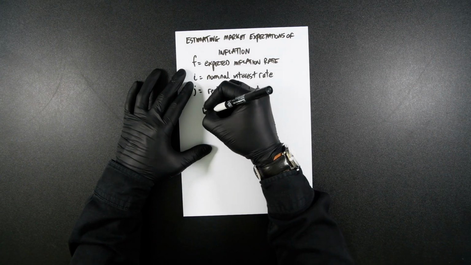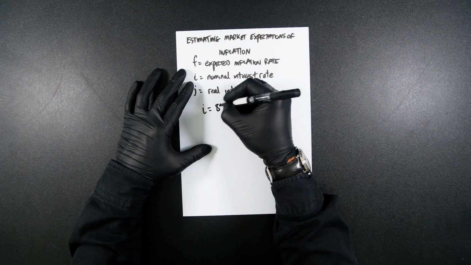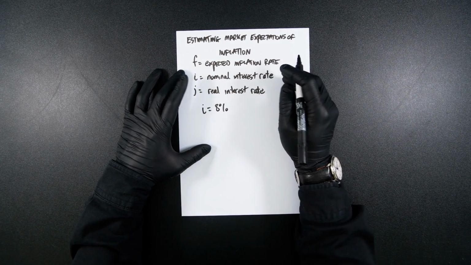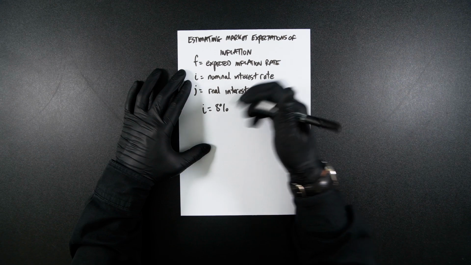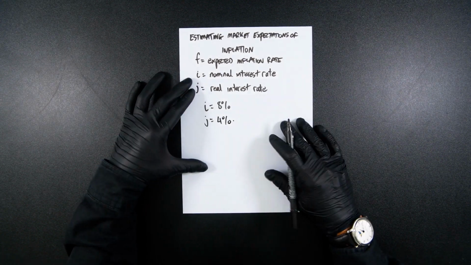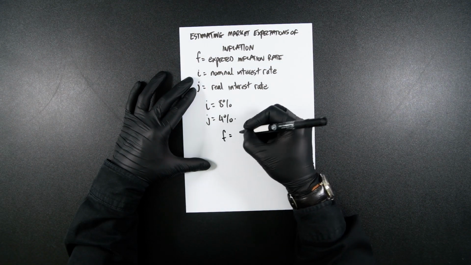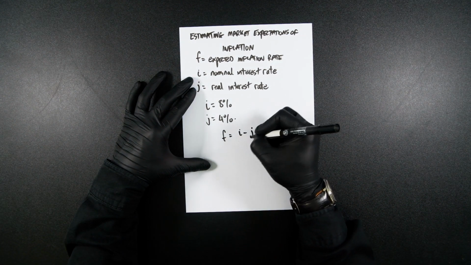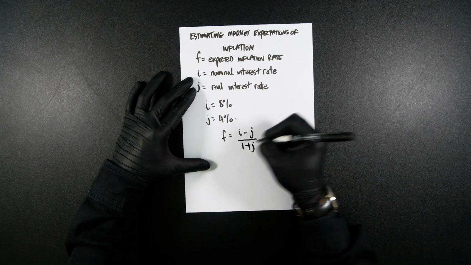Anyway, so I is going to be, let's say, 8%. So that's going to be the return from our government bond average. And let's take J to be 4%. The equation that you're going to use is going to be F equals (I minus J) over (1 plus J).